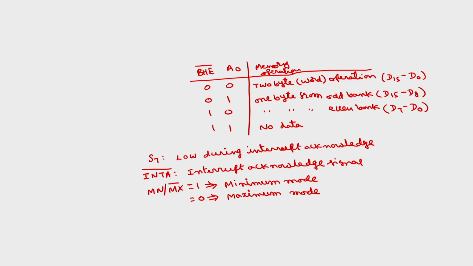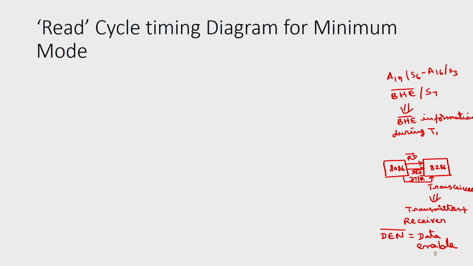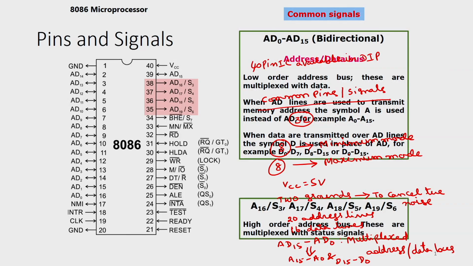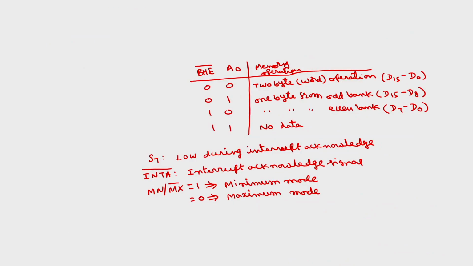So till now we have discussed all the common signals, and there are some signals used in minimum mode. We have discussed all the common signals up to this point. I will come to this later. Then the remaining 3 common signals are test bar, ready and reset.